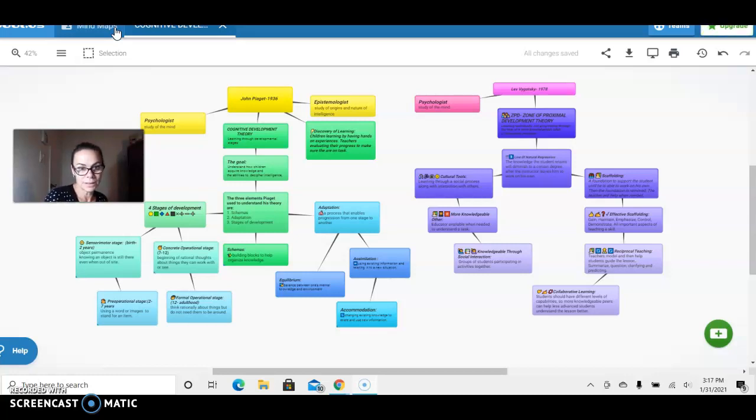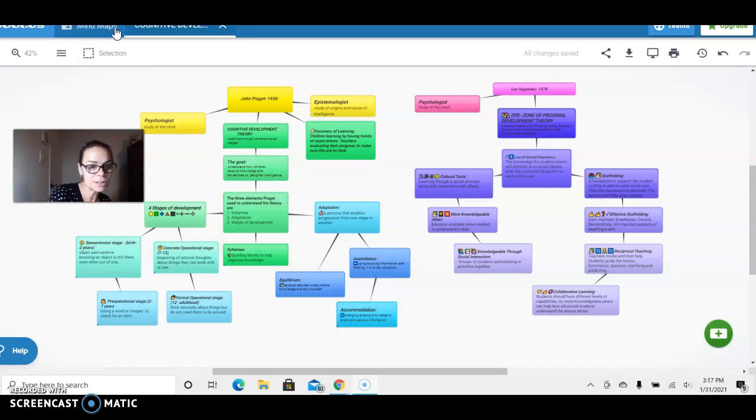There are three elements to Piaget's theory that are used to understand this. One is called schemas, which are building blocks to help organize the knowledge. Two, adaptation, which is the process that enables progression from one stage to the other. Then there's equilibrium, which is to balance fundamental knowledge and their environment. And then assimilation is using existing information and being able to relate it to a new situation. And then accommodation, which is changing existing knowledge to meet and use new information.